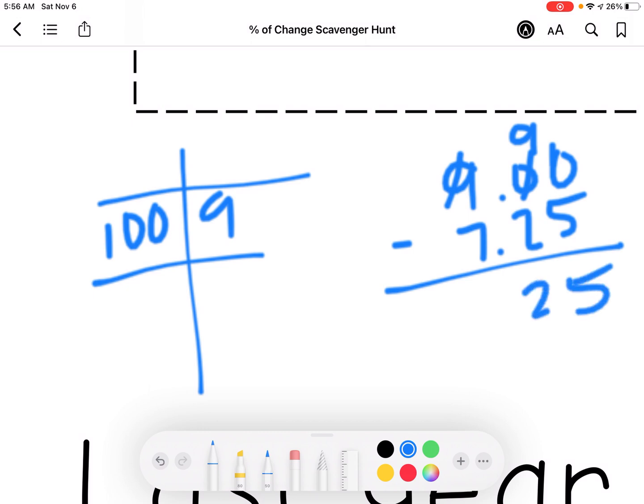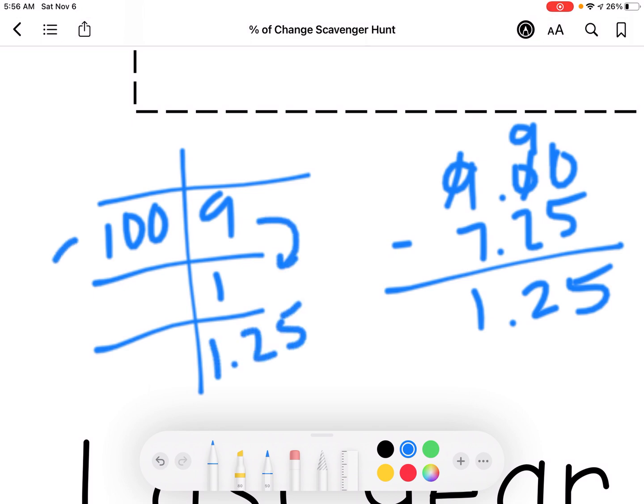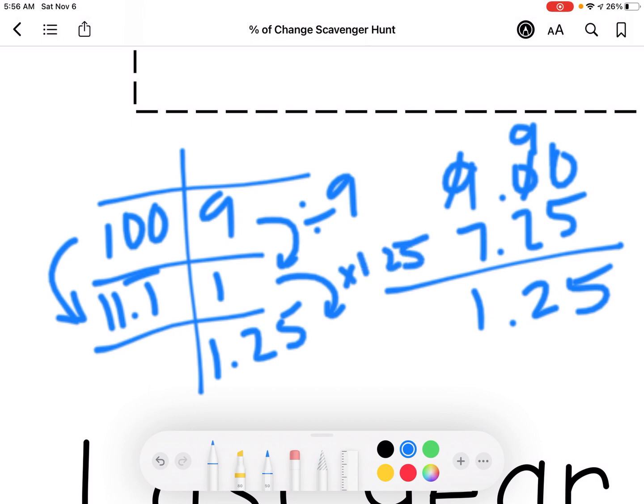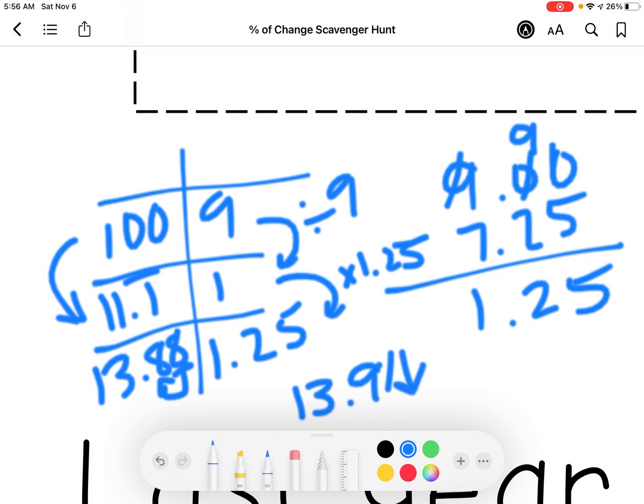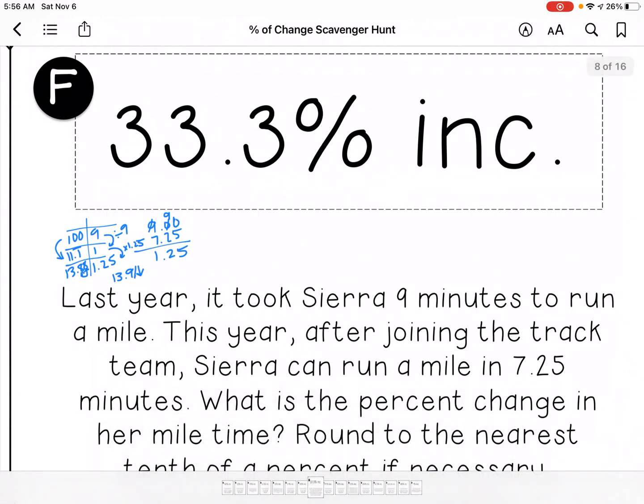And I have a difference of 1.25. So I'm going to divide by 9. So my calculator, 100 divided by 9 is 11.1 repeating. And I'm going to multiply by 1.25. And I get 13.88. Now the 8 tells the 8 to round up, so it's 13.9, and it is a decrease. So 13.9% decrease.